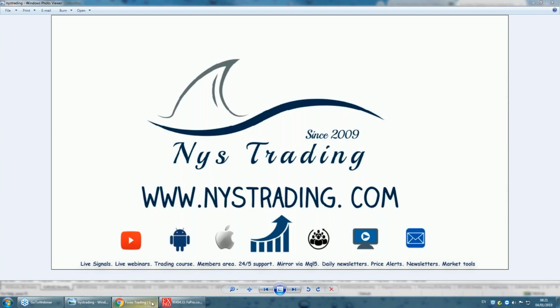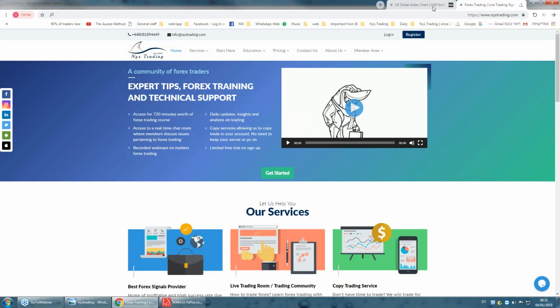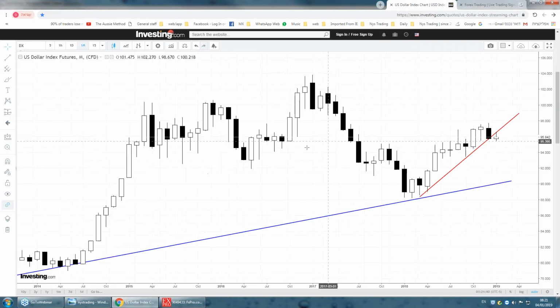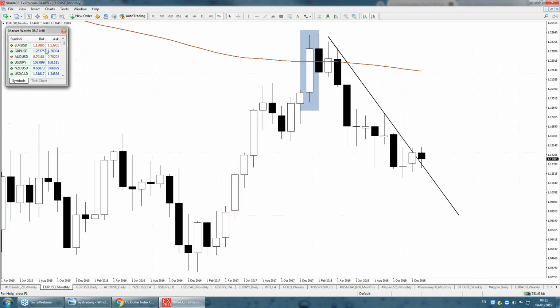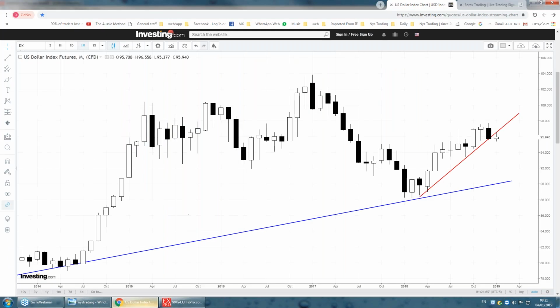In our business in the forex market, we are trading most likely with the dollar or against the dollar, which means the major currencies, as you can see here: euro dollar, sterling dollar, Australian dollar. What I'm trying to say is that the dollar chart by itself is very, very important to understand. So this is a dollar index chart.